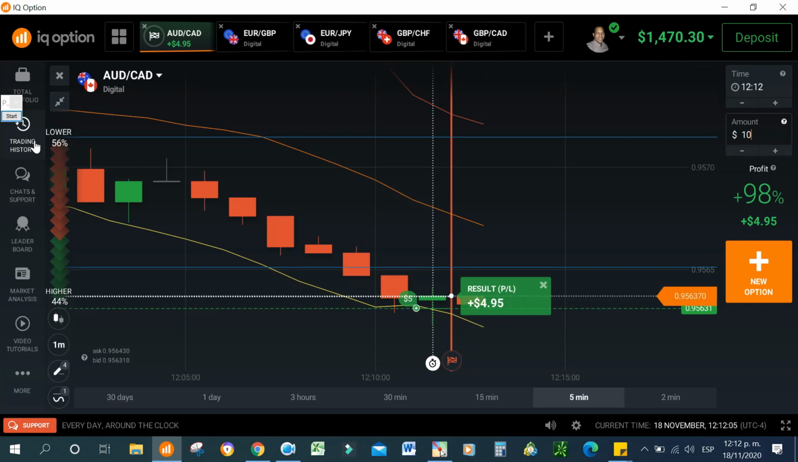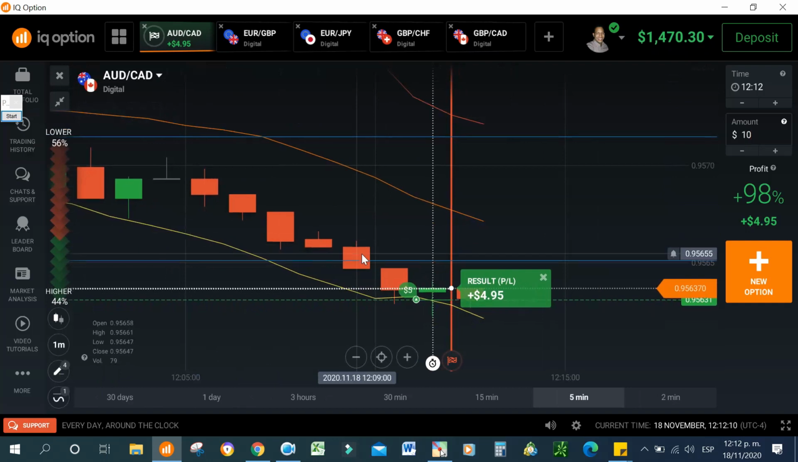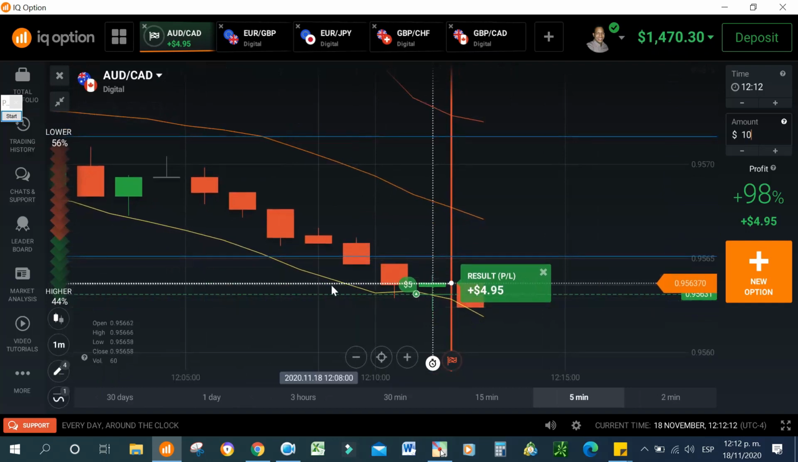I like it because it's very simple to trade. We just need to be patient, as I was in this trade, guys.